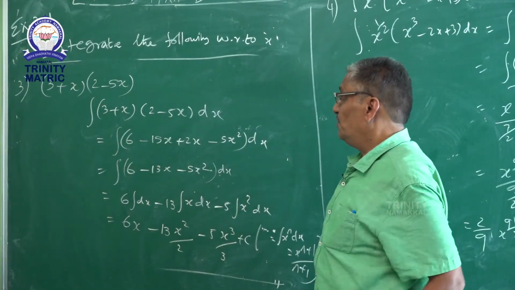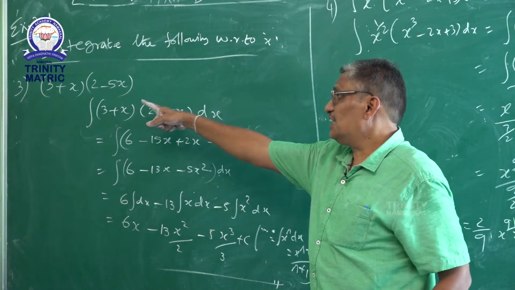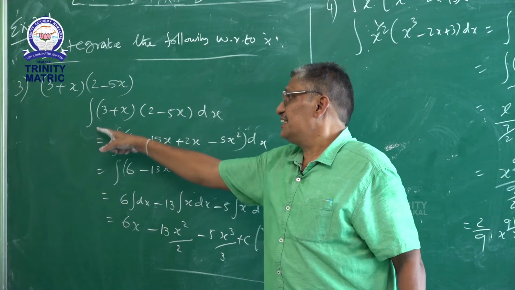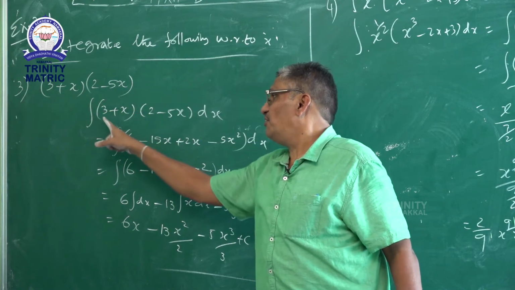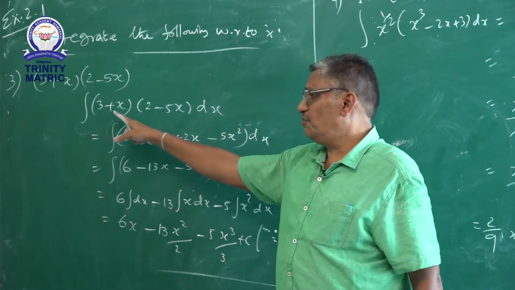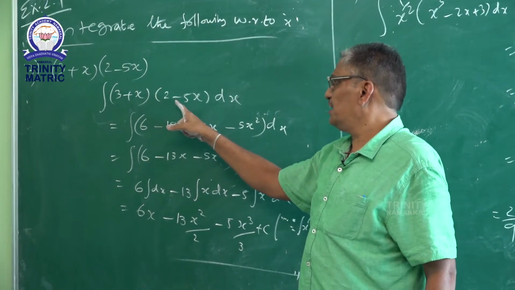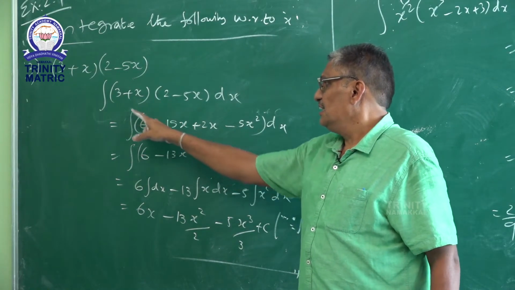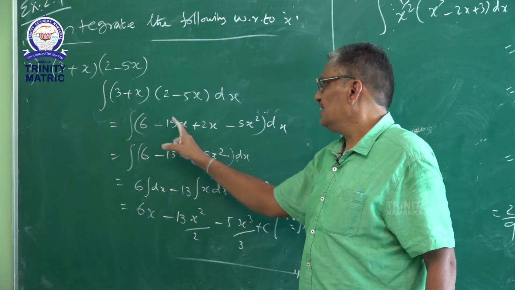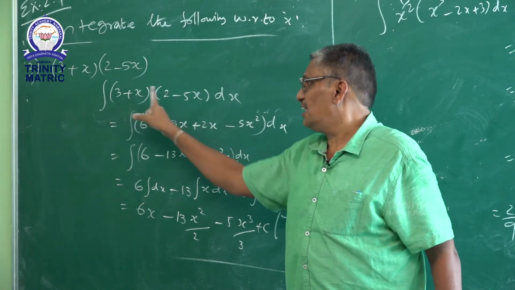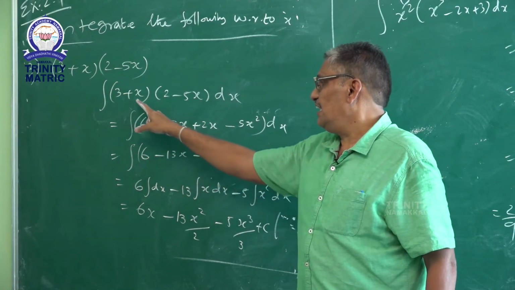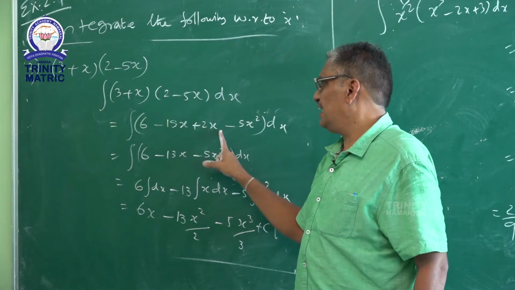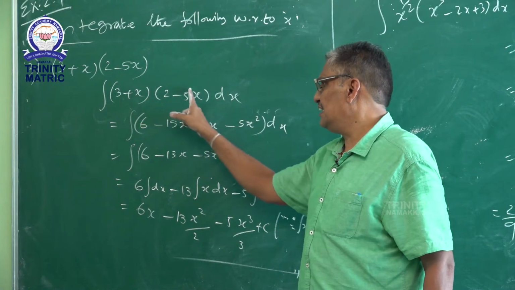Start the third sum. What is the given sum? 3 plus x into 2 minus 5x. We have to integrate, so put the integration sign, write the given sum, and put dx. This is the formula, x plus a into x minus b into dx. So you have to multiply individually. 3 into 2 is 6. 3 into 5 is 15x, so you have to put minus. Here plus, the other one is minus, so you have to put minus. Then multiply x into 2, 2x. Then plus into minus is minus, minus 5 into x, x square.